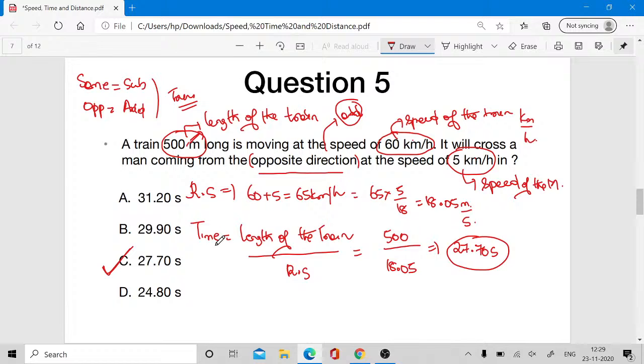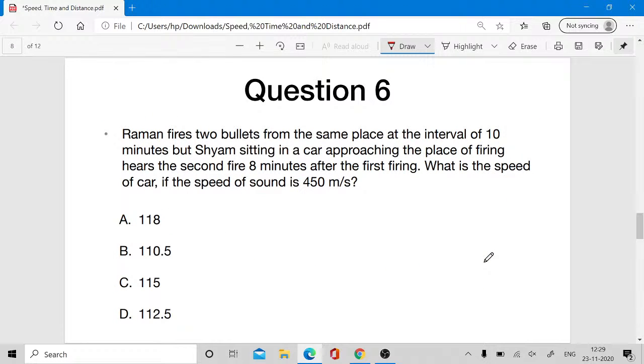Then what you have to do? Then we will find out the time. So length of the train divided by speed. Length is already given. Speed is also we have found out. So 27.70. Let's move to the next question.